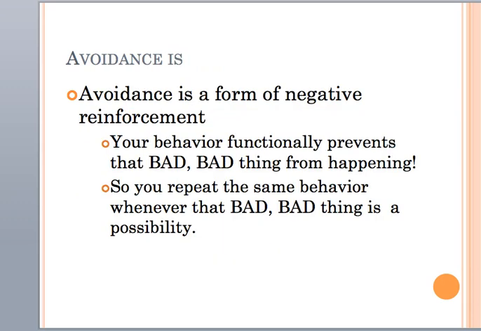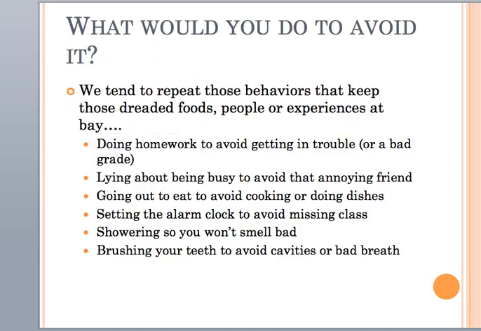So avoidance is a form of negative reinforcement. Your behavior functionally prevents that bad, aversive thing from happening. So in the future, whenever that bad thing is a possibility, you're likely to do that behavior again. So here are some examples. What would you do to avoid it? We tend to repeat those behaviors that keep those dreaded foods, those dreaded people, those dreaded experiences at bay.